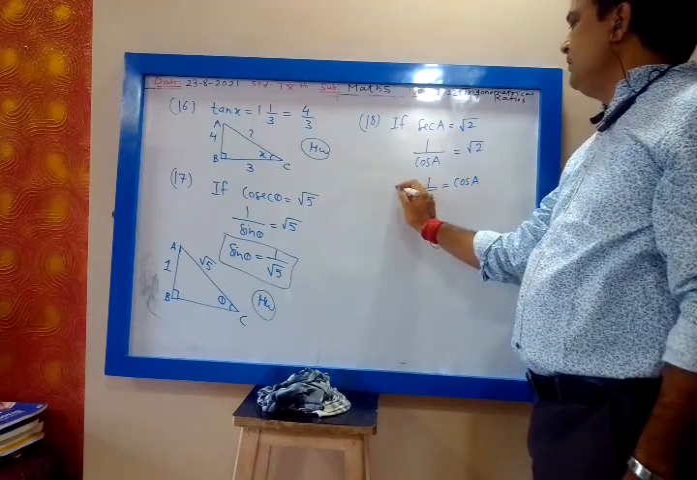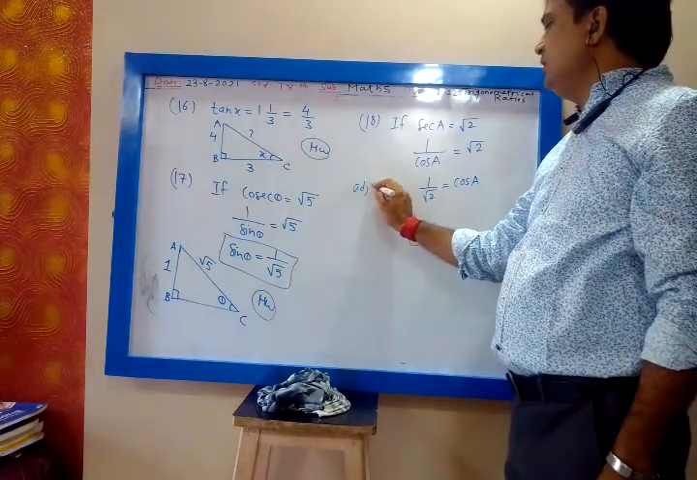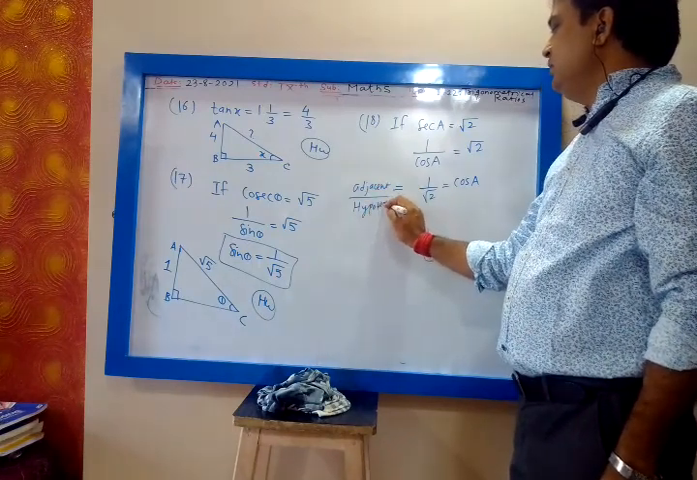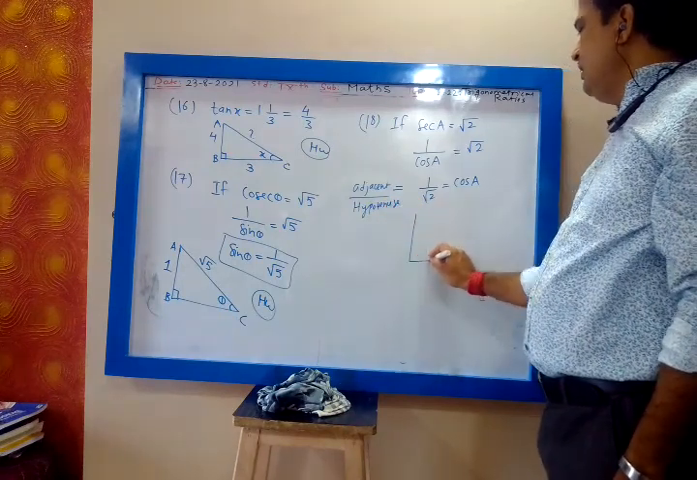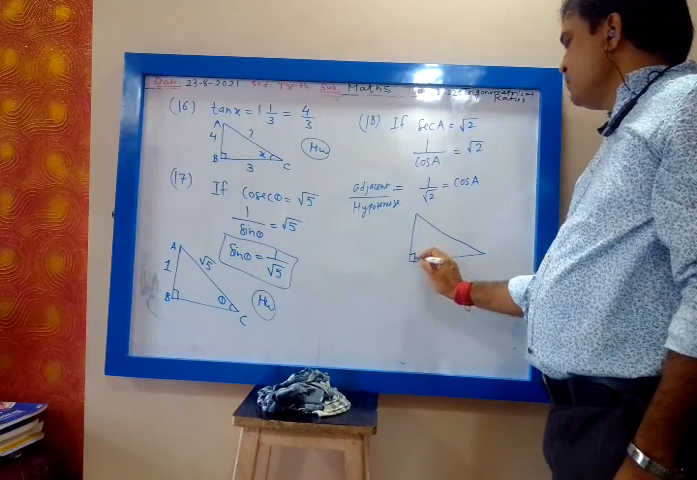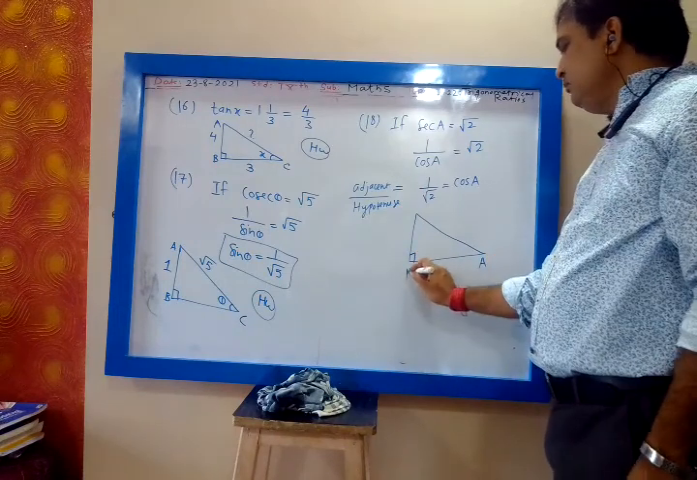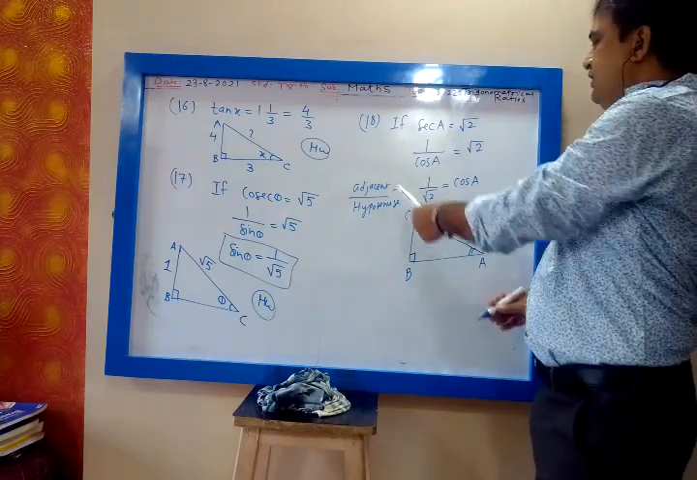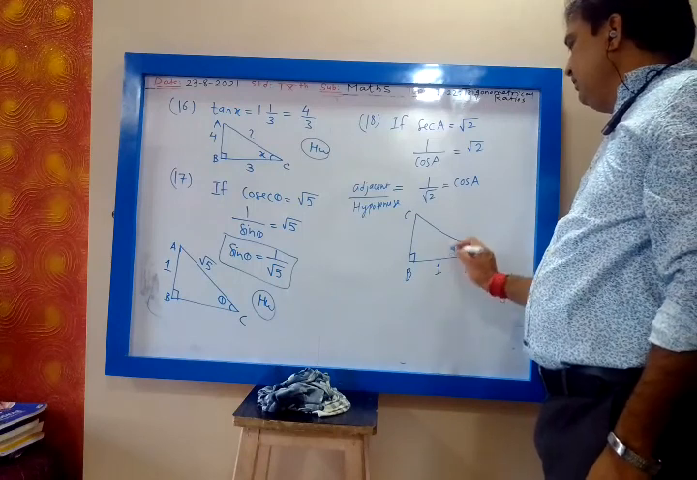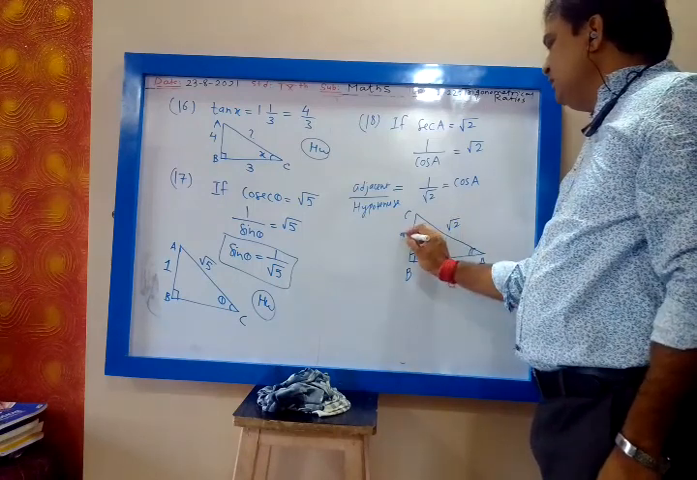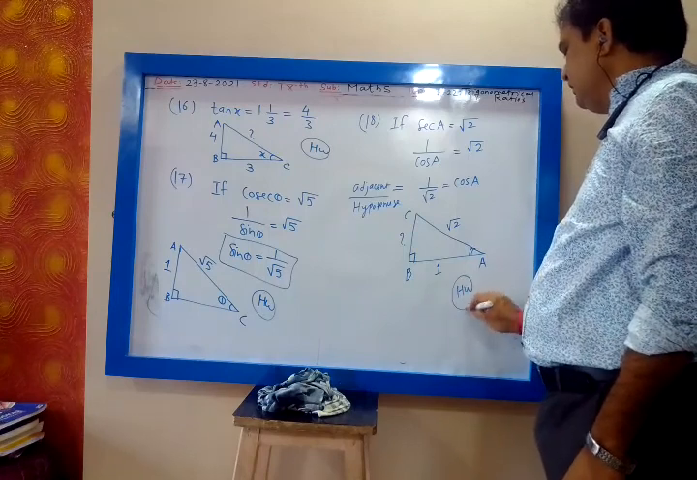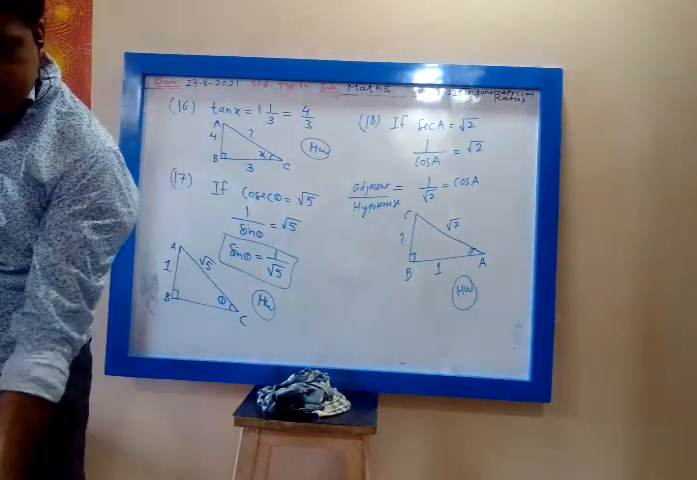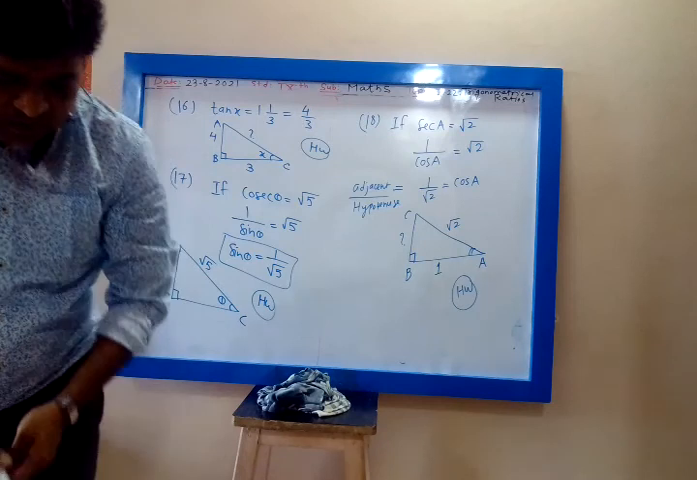And what is cos A? Cos A is adjacent upon hypotenuse. Okay, so draw the diagram. Now my reference angle is A. So you will take this as A, B, C. This is my reference angle. Cos A is adjacent, adjacent is 1. Hypotenuse is root 2. Use Pythagoras theorem, find this. Then you have to find sin A, tan A, and substitute the values of sin A, cos A, tan A. You will get the answer.